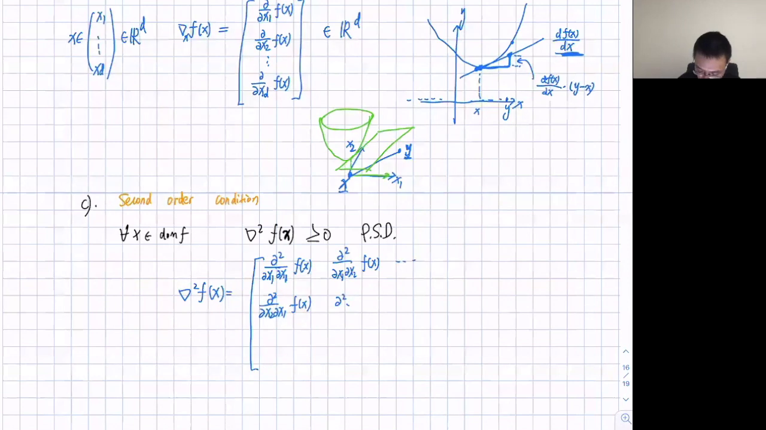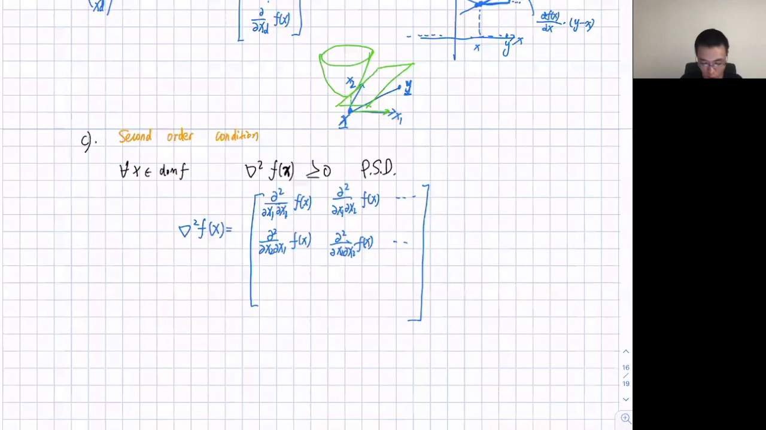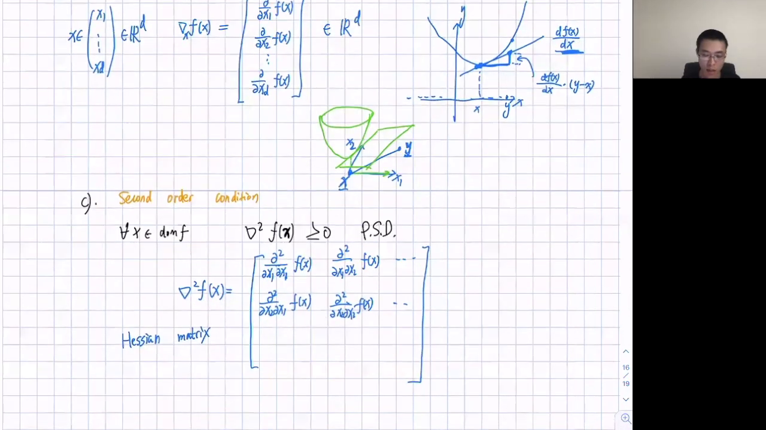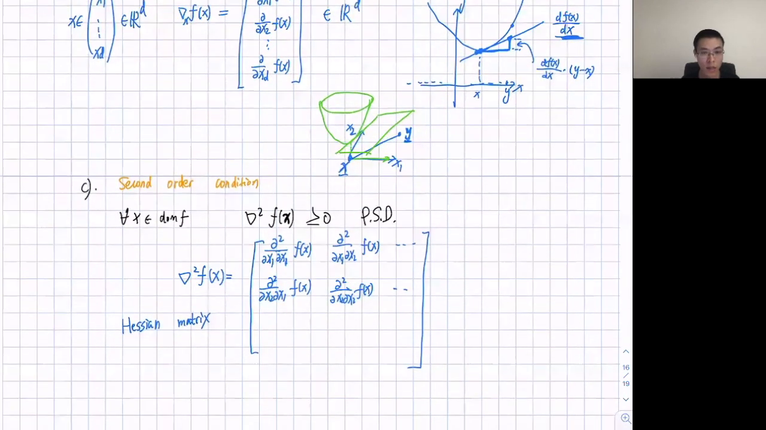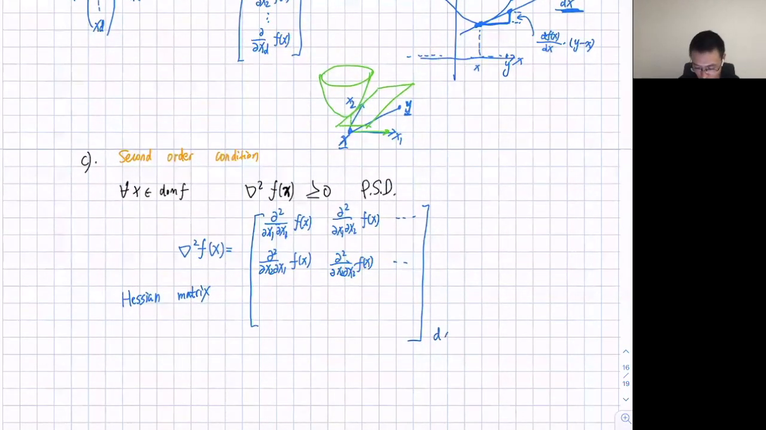And x2, partial x2, and so on and so forth. The second order derivative is known as the Hessian matrix. Suppose x is a d-dimensional vector, then the Hessian is a d by d matrix. Okay, is that clear?